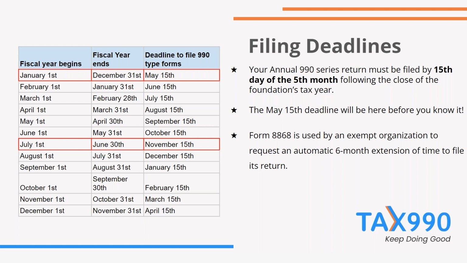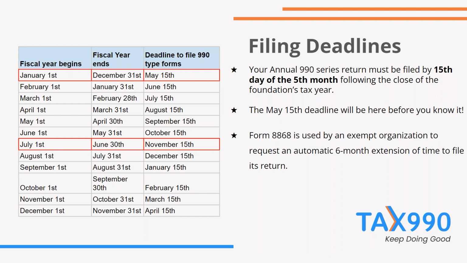990 series return deadlines are based on the organization's tax year. Your annual 990 series return must be filed by the 15th day of the 5th month following the end of the organization's tax year. Right now, we're focusing on the May 15th deadline. If the 15th of the month falls on a weekend or federal holiday, the deadline is moved to the next business day. Most organizations have either a calendar tax year that runs from January 1st to December 31st, or a fiscal tax year that runs from July 1st to June 30th. However, a fiscal tax year can be any 12-month time frame other than January 1st through December 31st.